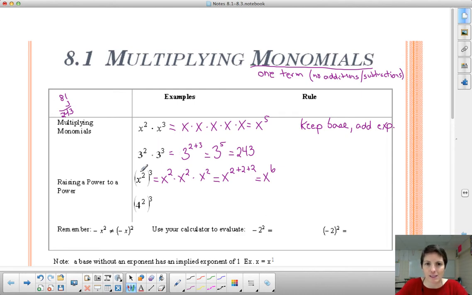Do we see a shortcut that we might be able to apply? Yes. We are going to keep the base. And actually, I think I'm going to change it. Keep all bases. You'll see why we write it that way in a few. Keep all bases and multiply all exponents.